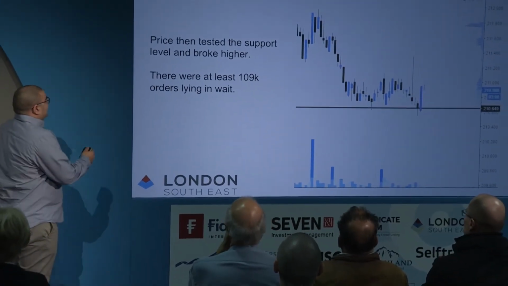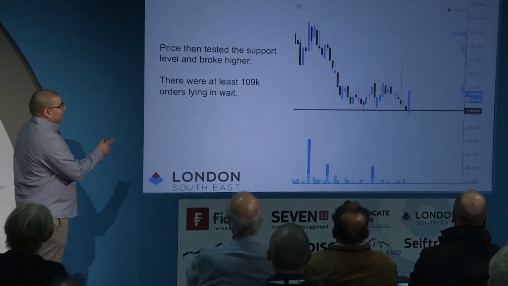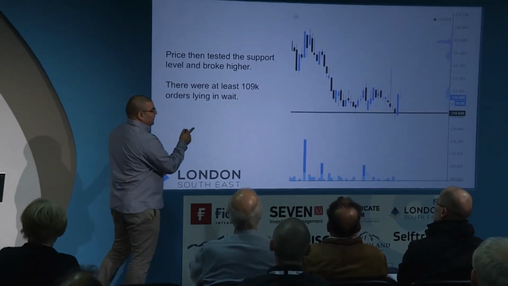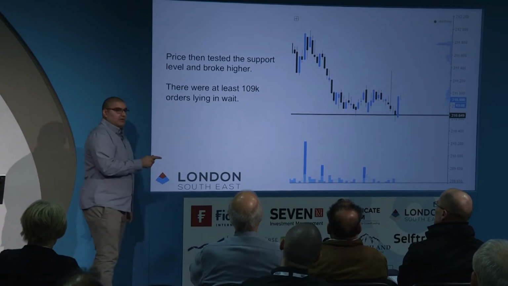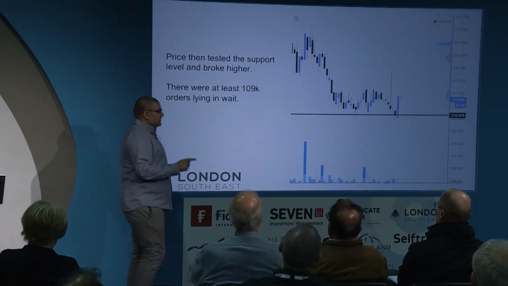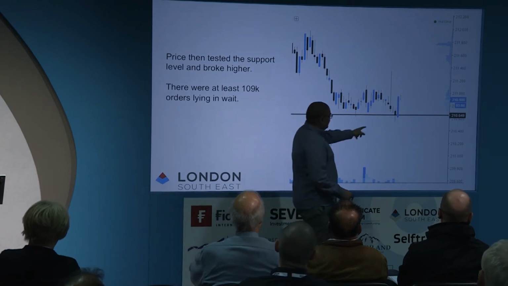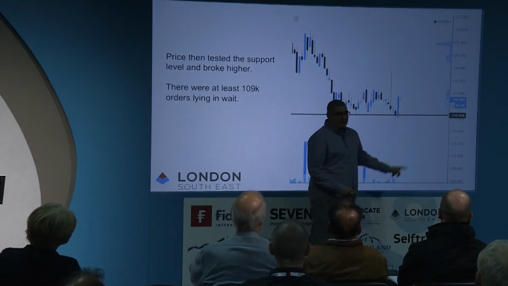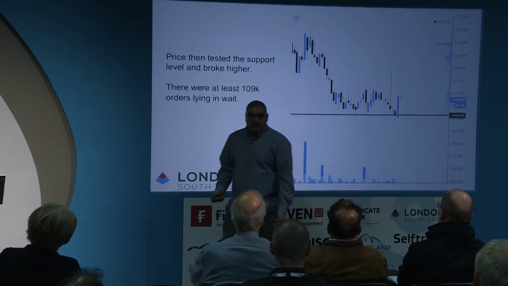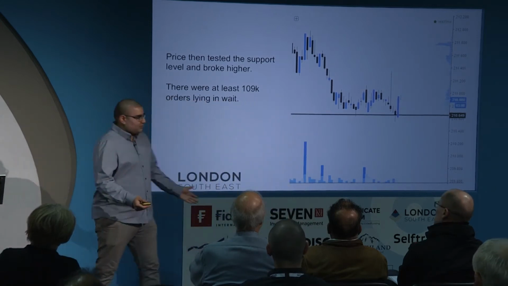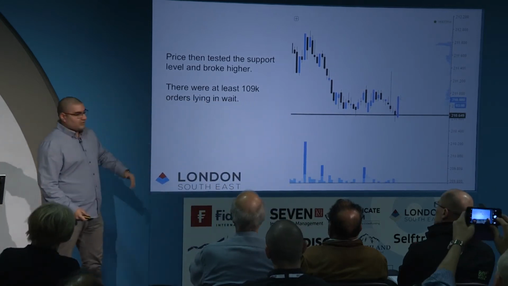So price then tested the support level and then broke higher. So this is after I identified that level. What happened? Now, I must admit, you guys need to be wary about your stop loss levels and what you're doing in this market, because often price tests through to see whether these levels are validated or not. You can have a hunt for stops, or whatever you want to call it, by price going through the levels.